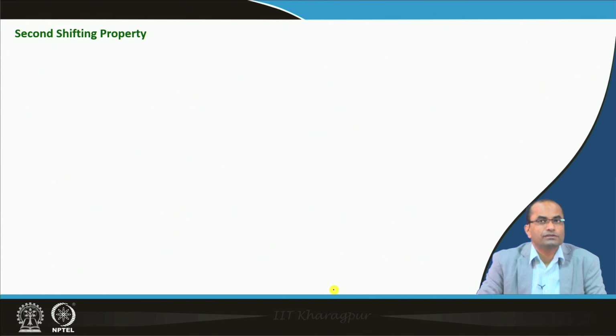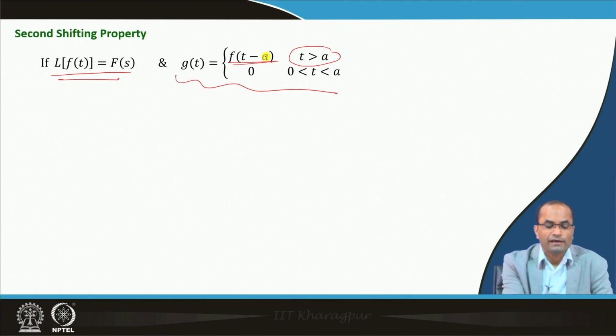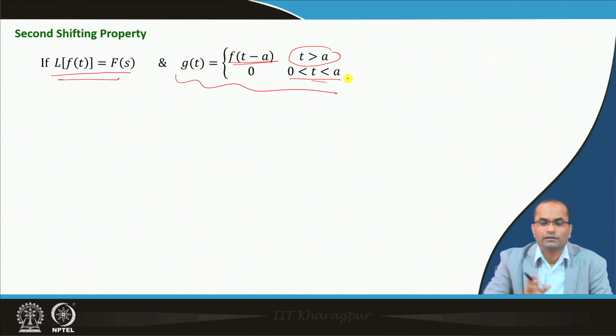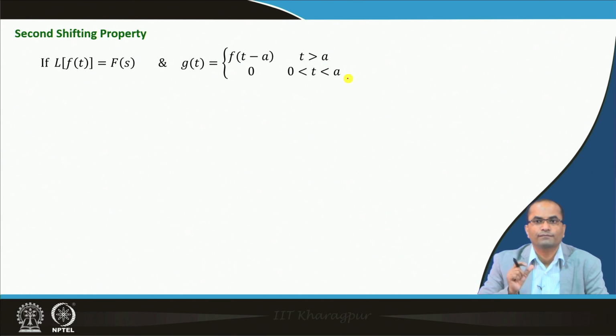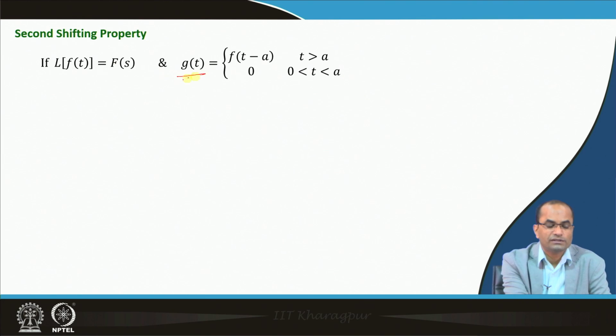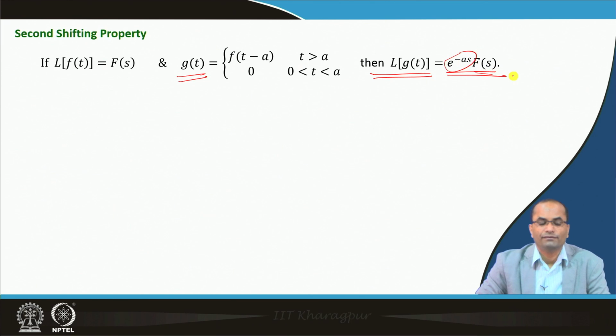There is another result which is called the second shifting property, where we have the Laplace transform of f(t) is F(s) if this is given, and also g(t) is now given by a shift here. When t is greater than a, it is f(t − a). So, there is a shift in the function now, and from 0 to a, the value is set to 0. So, we have again a second shifting theorem, where the shift is done in the function itself. Now, the question is, what is the Laplace transform of g(t)? The Laplace transform of g(t) is nothing but e^(−as) F(s).